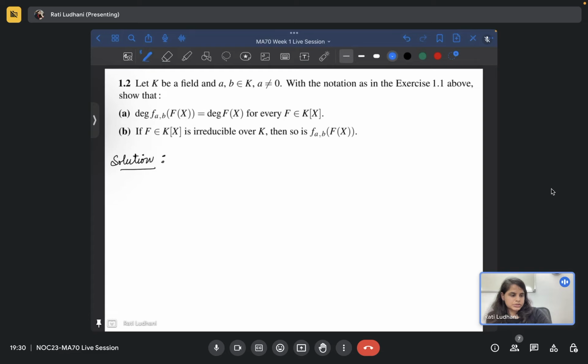Let's see this question. K be a field, and a, b belong to K, and a is not equal to 0. Then with the notation as in exercise 1.1 above, show that degree of... okay, so you have been given a is not equal to 0 and K is a field.